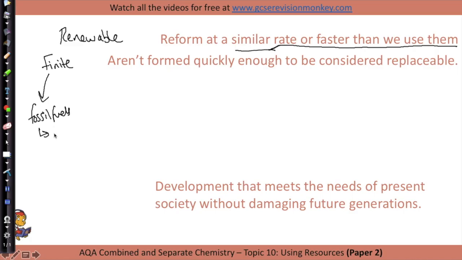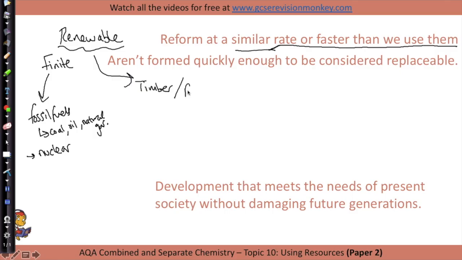So that includes our coal, oil and our natural gas, and things such as nuclear fuels. Now, these we rely on really heavily at the moment for electricity production, for heating, for cooking, and all of those things. However, really what we should be looking at is trying to use more renewable resources, so things such as timber and plants. And in terms of electricity production, you'd have renewable resources such as wind and water, etc., because they can reform at a similar rate or faster than we use them.